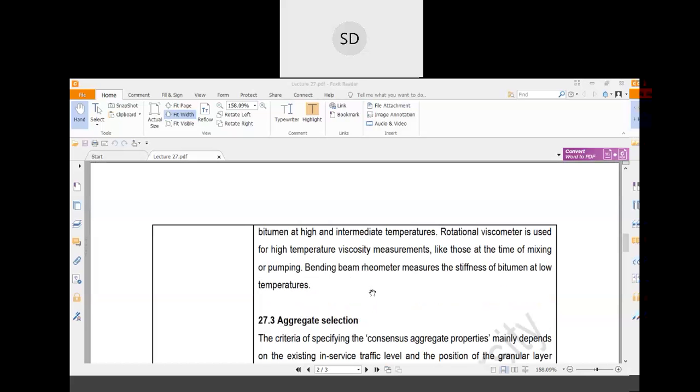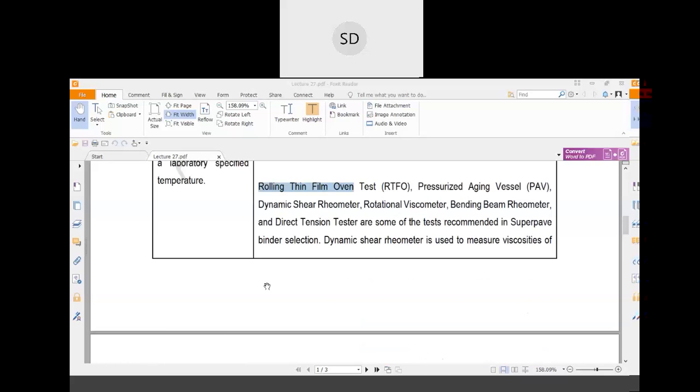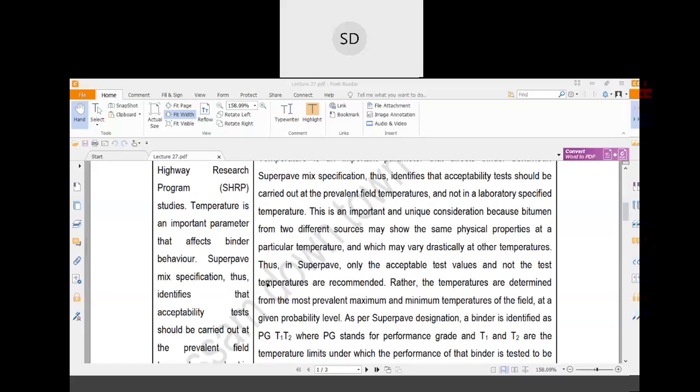And bending beam rheometer measures the stiffness of bitumen at low temperature. At low temperature, what is the stiffness of the bitumen, and the stiffness value is corresponding to the viscosity of the bituminous material. So this is all about the binder selection for the Superpave.